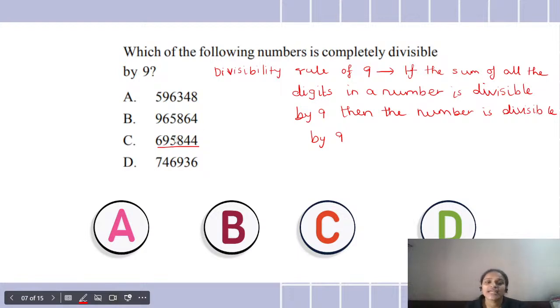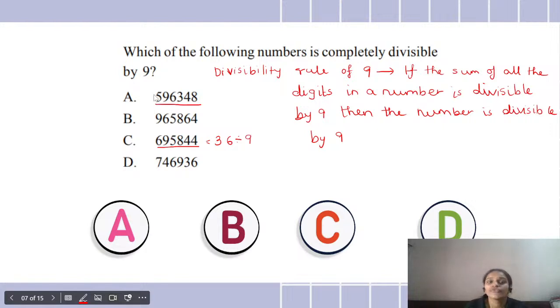Yes. Okay, so let's check whether you all have given the correct answer. So starting from here, adding these digits, 6 plus 9, we get 15, 15 plus 5, 20, 20 plus 8, 28, 28 plus 4, 32, 32 plus 4, 36. So here the sum is 36. And yes, 36 is exactly divisible by 9. So definitely this number is divisible. But the same way we can check the other numbers also.